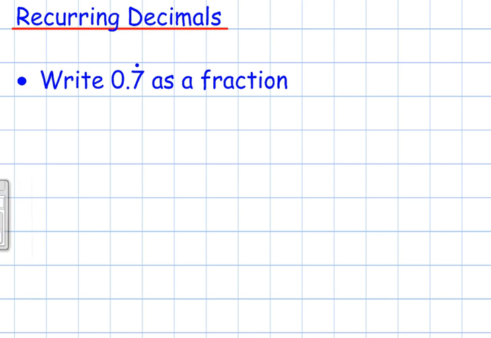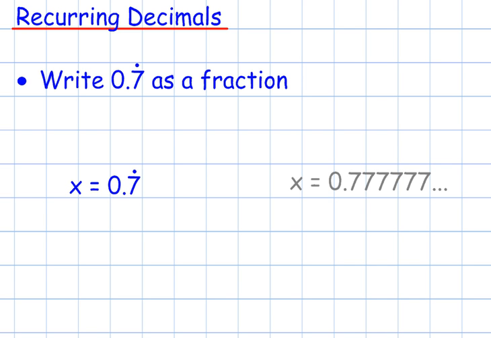Recurring decimals. You'll either be asked to write a recurring decimal as a fraction, or prove that it's a fraction given. First of all, we're going to have 6 examples, and our first one is going to be 0.7 recurring as a fraction. So let's make x equal to 0.7 recurring.